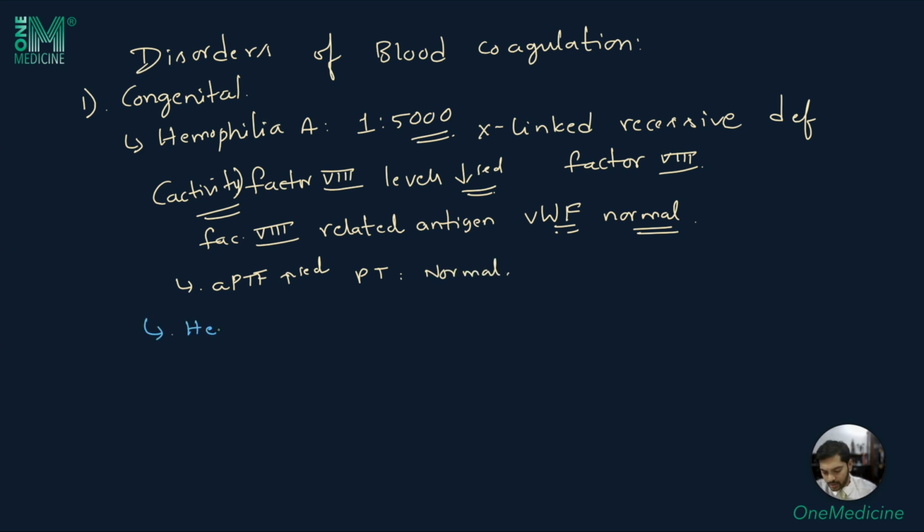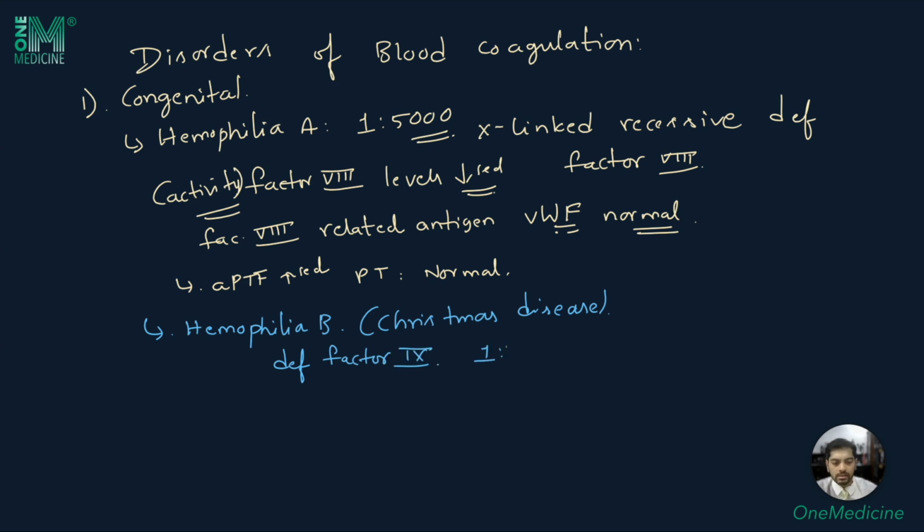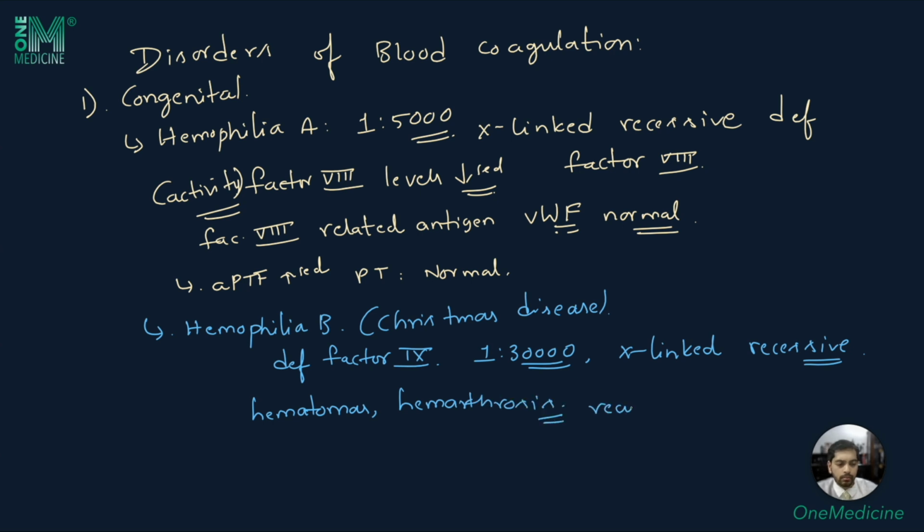The second important condition is hemophilia B, also known as Christmas disease. This is due to the deficiency of factor 9. This has a slightly rarer incidence of 1 in 30,000 people. This is also an X-linked recessive disease. The clinical features are essentially the same as seen with hemophilia A. Here patients usually present with hematomas and more commonly hemarthrosis, that is recurrent bleeding into joint spaces.